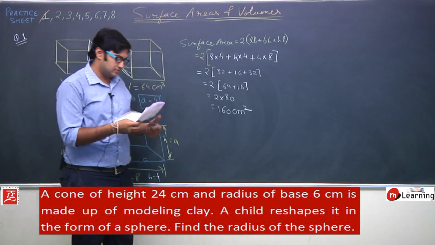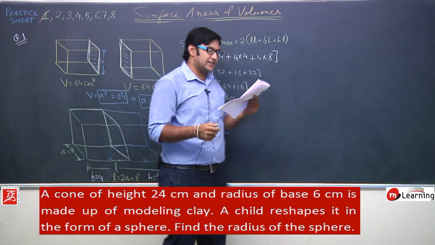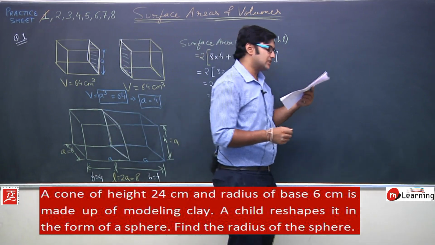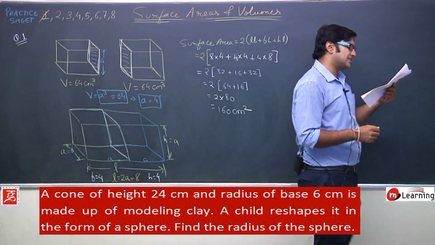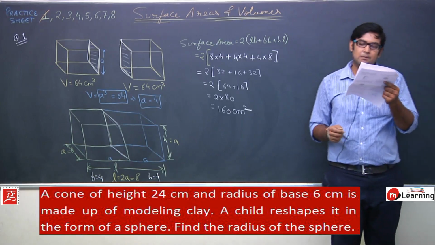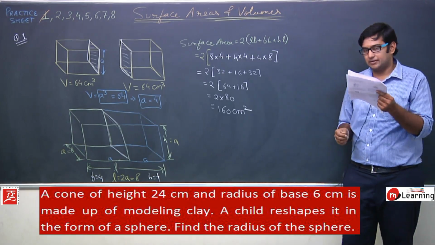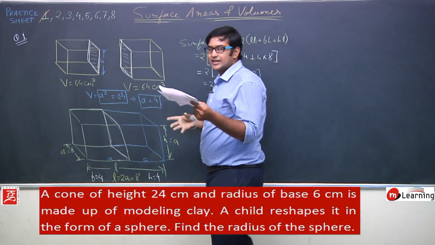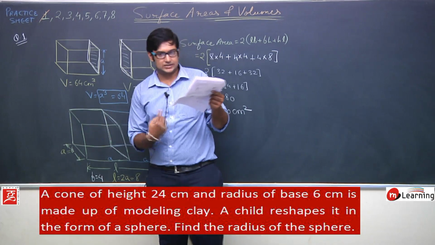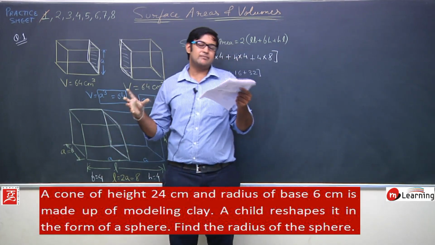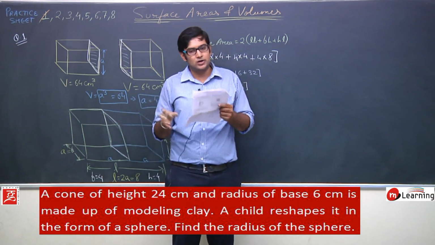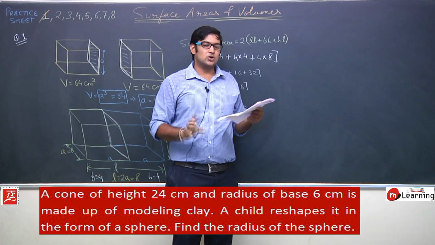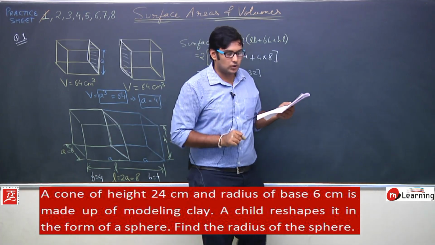The second question of the practice sheet says a cone of height 24 centimeters and radius of base 6 centimeters is made up by molding clay. So there is a cone whose height is 24 centimeters and the radius of the base is 6 centimeters. It is made up of molding clay. What is molding clay? It's a kind of clay which can be molded into any shape. So using that clay I have made a cone.